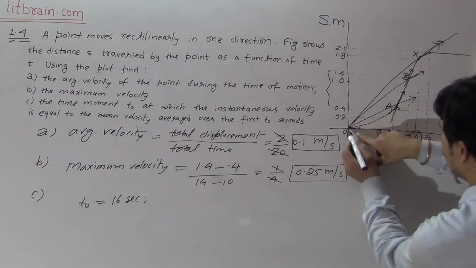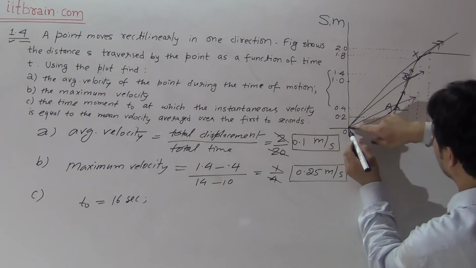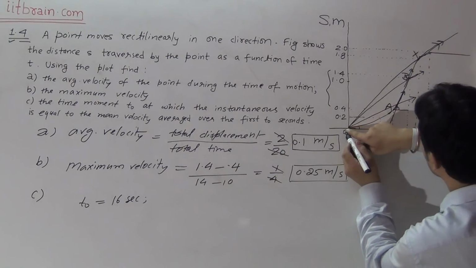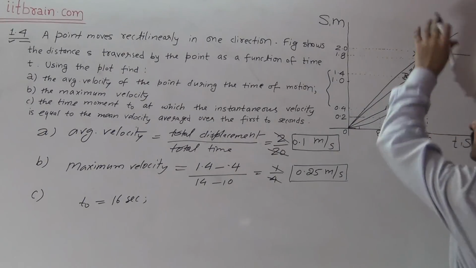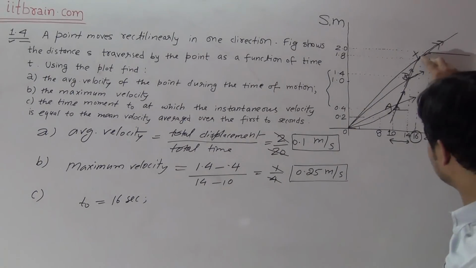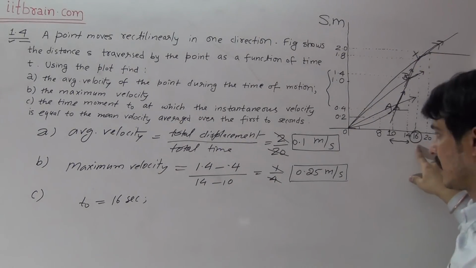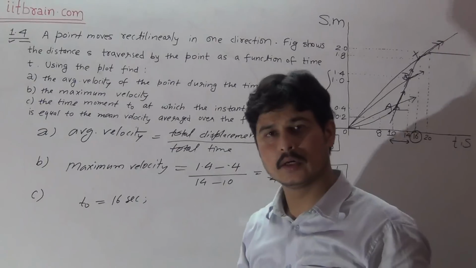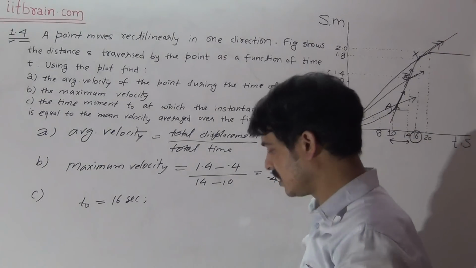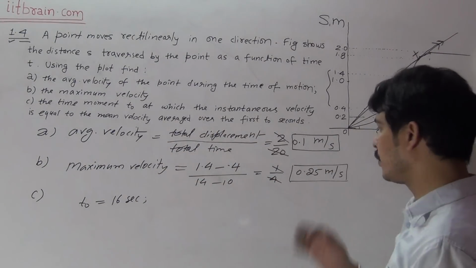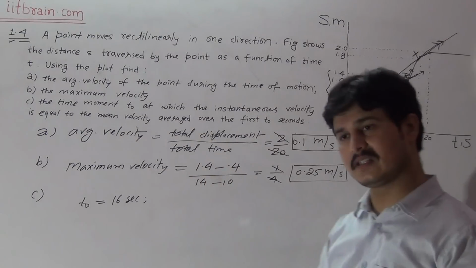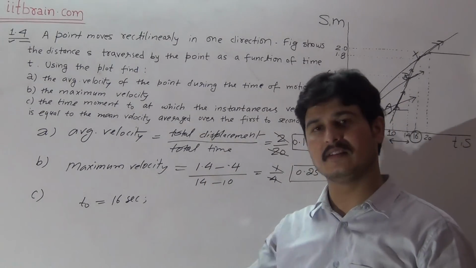Because you see that the line joining O to X and the tangent drawn at point X have the same direction. So X is the point on this curve up to which the mean velocity and the instantaneous velocity at that point are the same. So these are the three parts. Average velocity is 0.1, maximum is 0.25, and 16 seconds is that time where the mean and instantaneous velocities are equal.